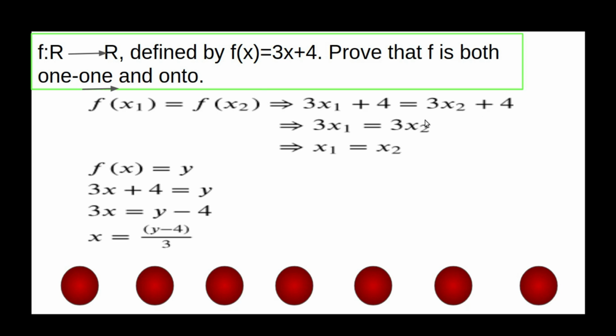Subtract 4 from both sides. 3x1 equal to 3x2. Dividing by 3, we get x1 equal to x2. So f of x1 equal to f of x2 implies x1 equal to x2. So this function is a 1-1 function.